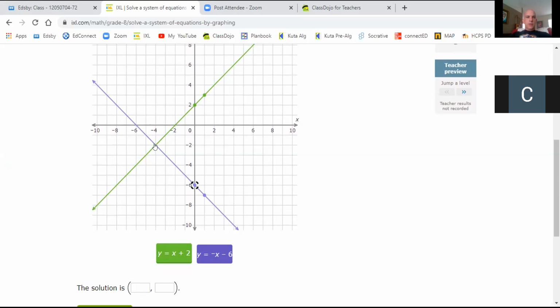So our solution here is the point where they cross, and it is an XY coordinate, okay? So we are going to go on X, that's over here at -4, and down -2. So that is a -4, -2 solution, okay?